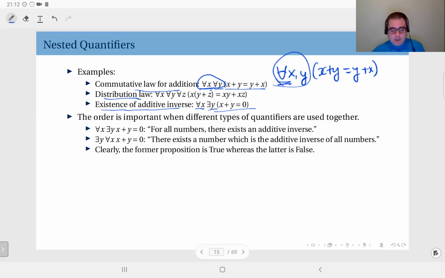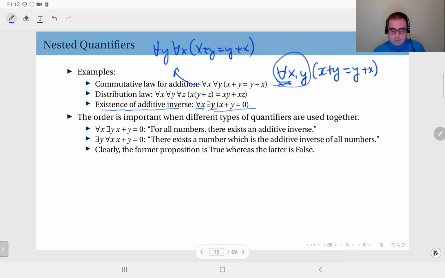Now, one important aspect when you have multiple quantifiers is the order. Because if you have the same type of quantifiers, like the first two examples here, the order doesn't really matter. For instance, this one I can write also as for all y, for all x, x plus y equals y plus x. Doesn't make a change. It's the exact same statement. It means the same thing.